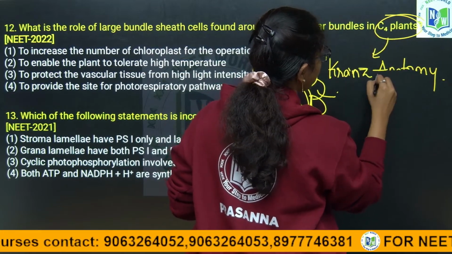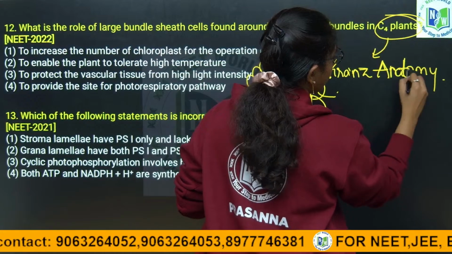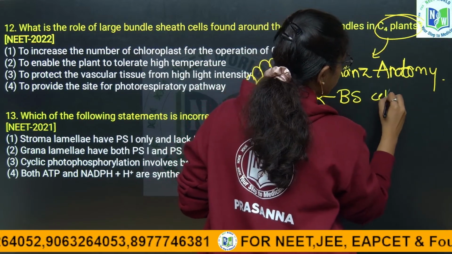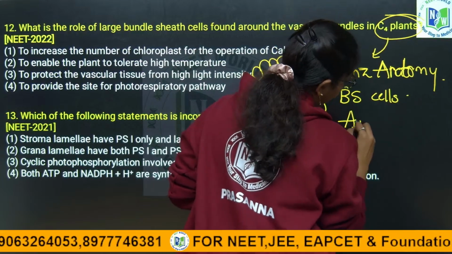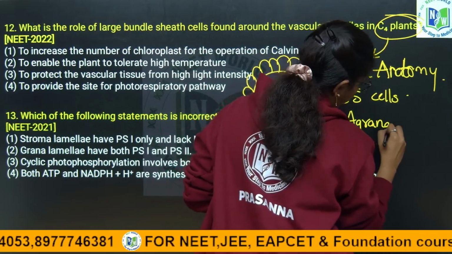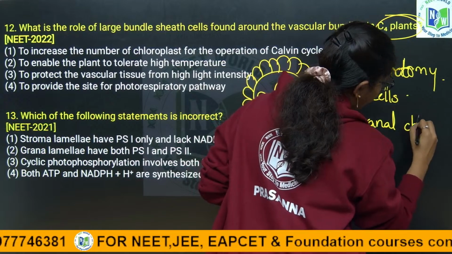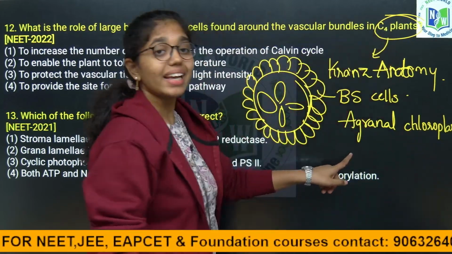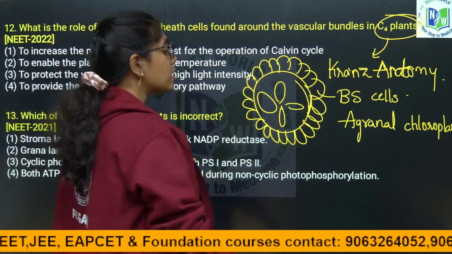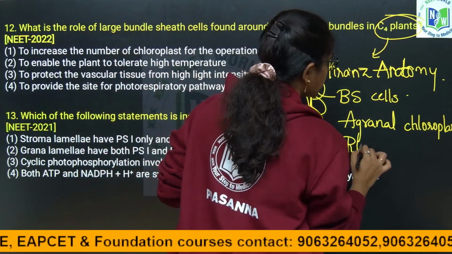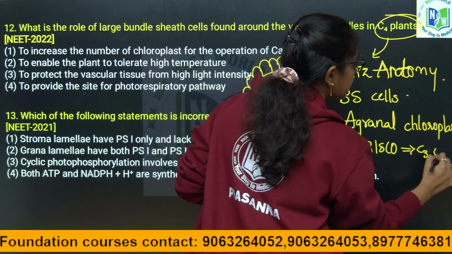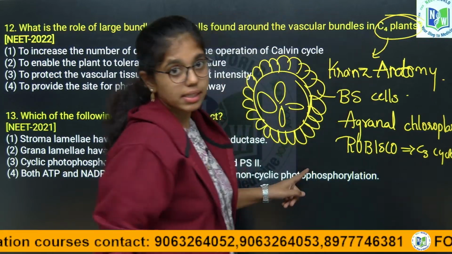Kranz anatomy. And these bundle sheath cells have agranal chloroplasts. Grana are absent in them. And inside the stroma, what enzyme is present? Rubisco is present, which will conduct the C3 cycle.